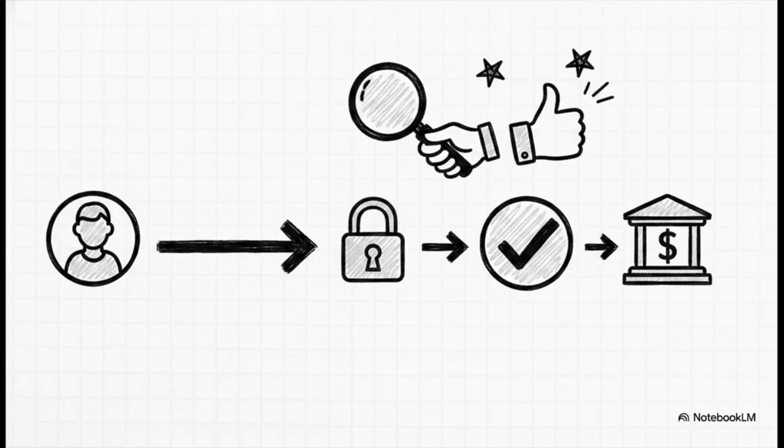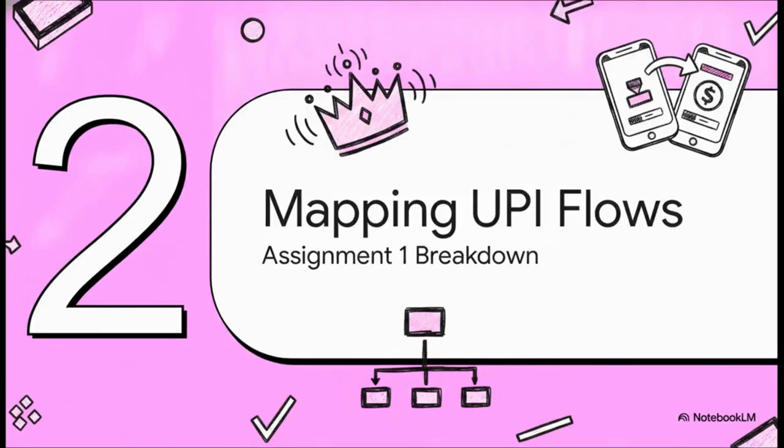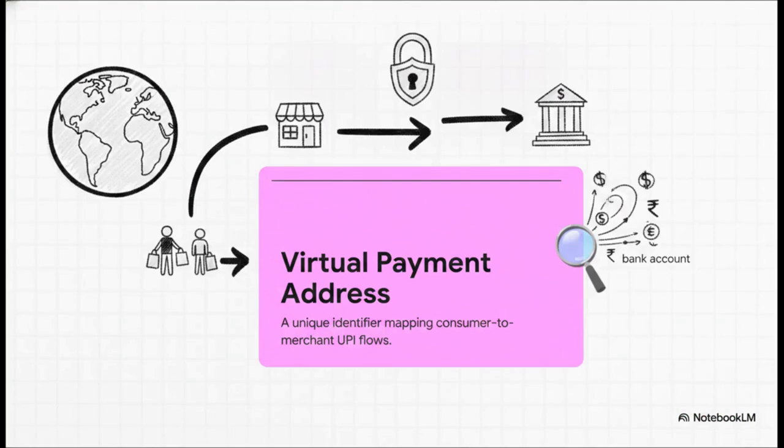They want to see that you totally grasp the flow of data from point A to point B, the security checks happening right in between, and that precise moment of settlement. Moving on to Part 2, Mapping UPI Transaction Flows. Let's break down Assignment 1. Now, the Unified Payments Interface, or UPI, is basically the crown jewel of modern digital finance, and mapping it correctly is a massive point scorer for you.